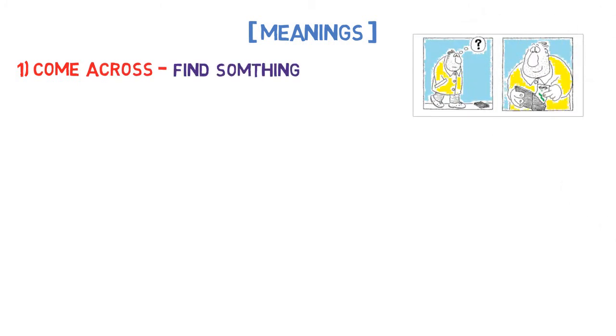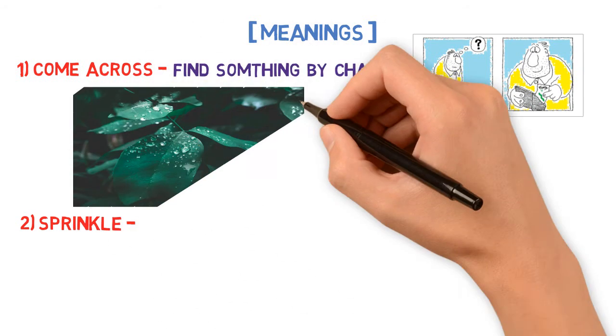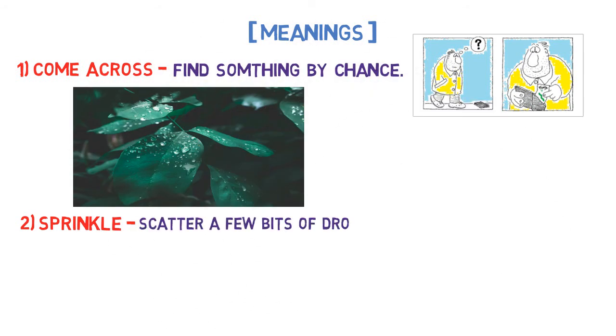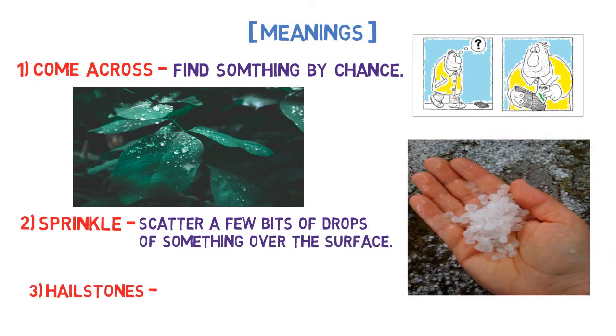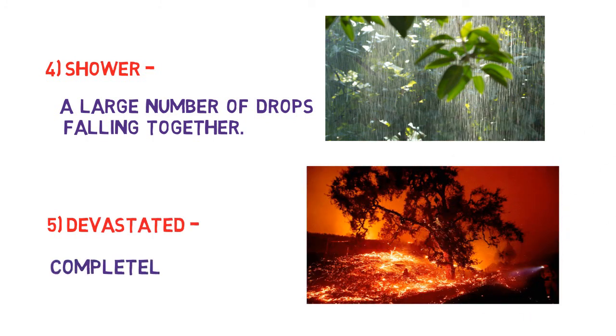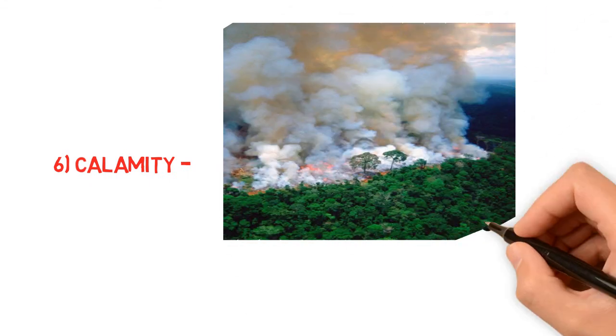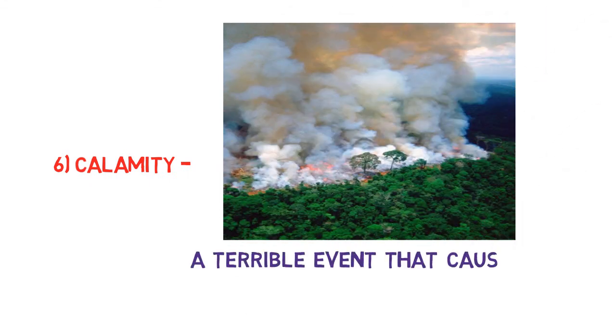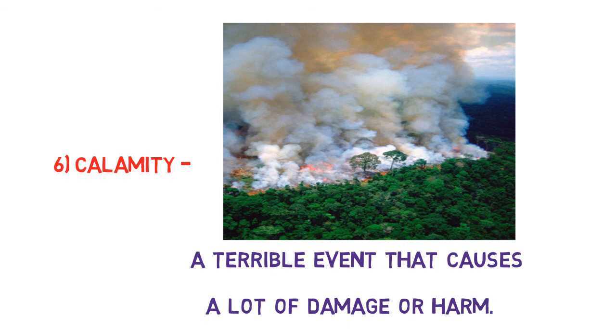Okay, students, now we'll go to the meanings. First, come across: find something by chance. Second, sprinkle: scatter a few bits or drops of something over a surface. Hailstones: small balls of ice that fall from the sky like rain. Shower: a large number of drops falling together. Devastated: completely destroyed. Calamity: a terrible event that causes a lot of damage or harm.